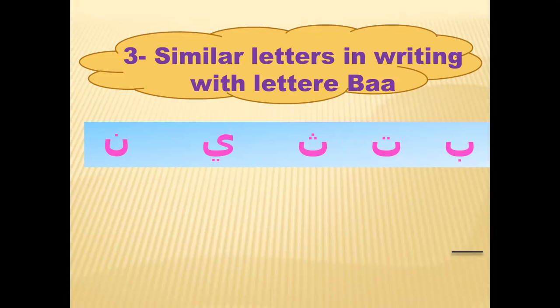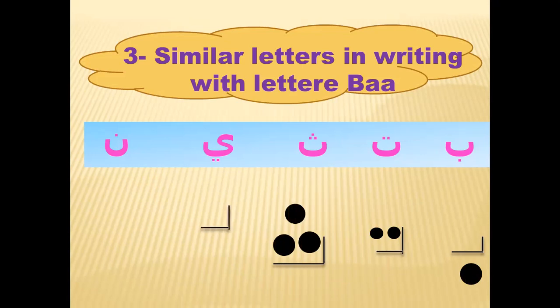To write letter ba in the beginning, make a line, short stick, put one dot on the bottom. To write letter ta in the beginning, make a line, short stick, two dots on the top. To write letter sa, make a line, short stick, three dots on the top. To write letter ya, make a line, short stick, two dots in the bottom. To write letter nun, make a line, short stick, one dot on the top.